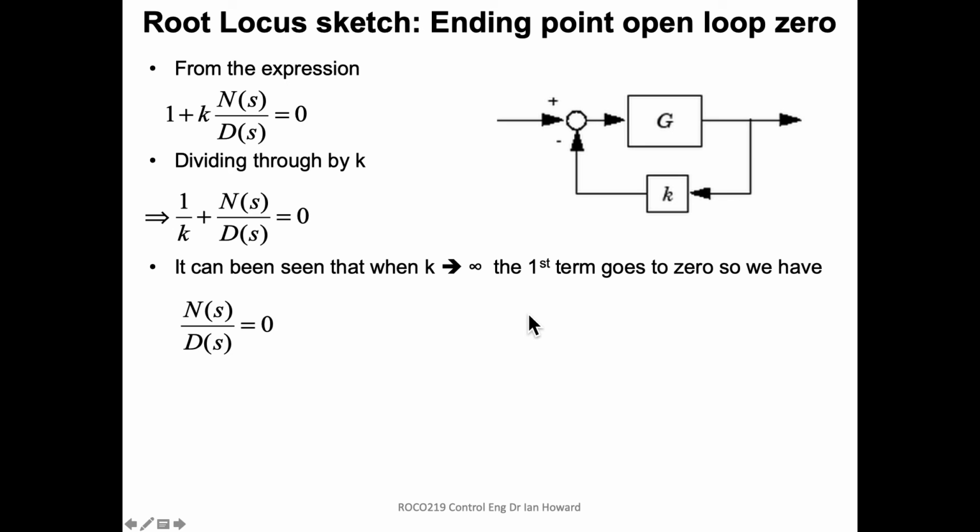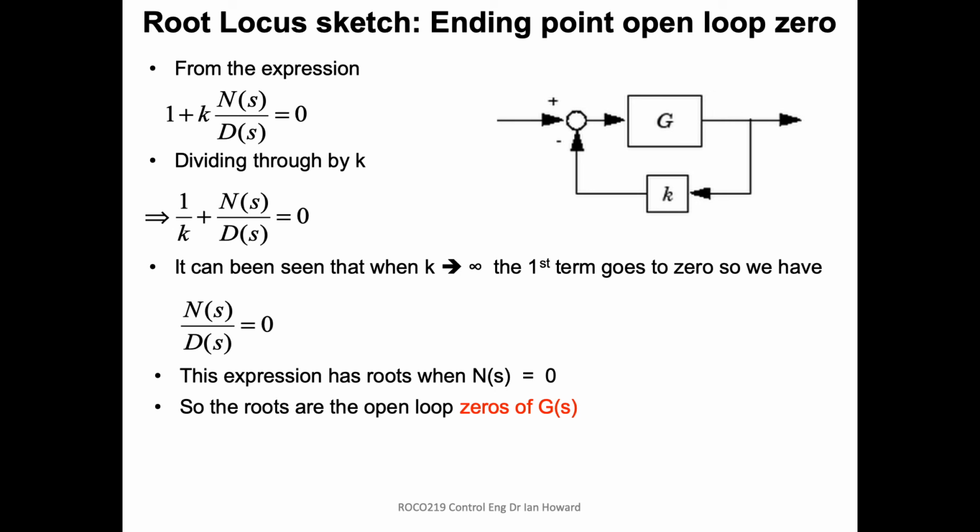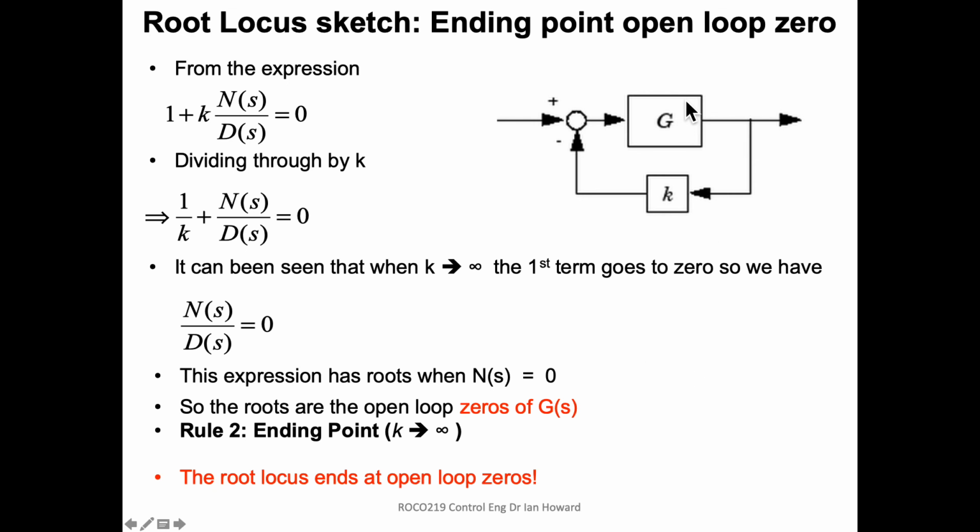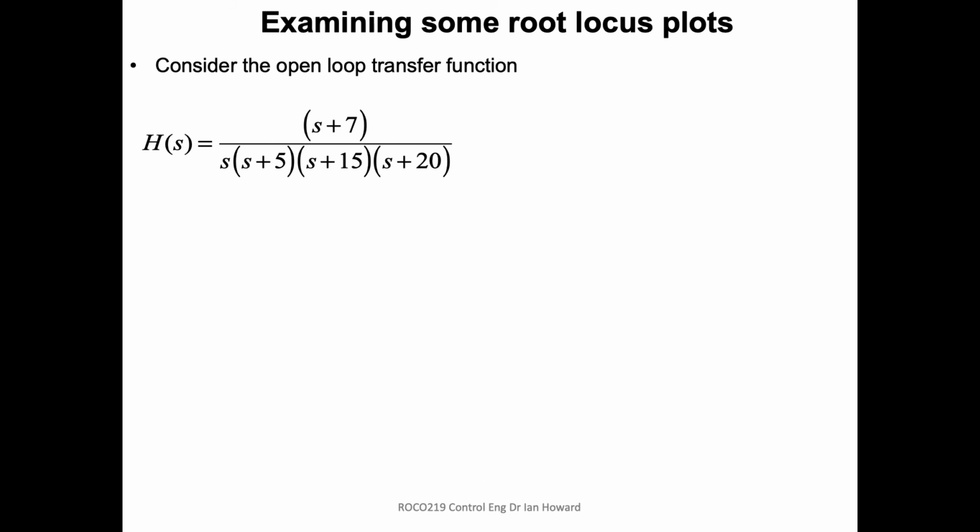So then we've got N(s) divided by D(s) equals 0, and we can see that is satisfied when the numerator goes to 0. So the numerator, and that basically is the zero of the open loop transfer function. That's maybe not quite so obvious, but what it's saying is, as the gain goes to infinity, we end up at a point where we have the open loop zero representing the pole of the closed loop system. Those are two extremes that you can find very easily.